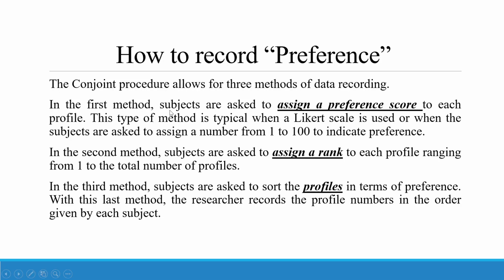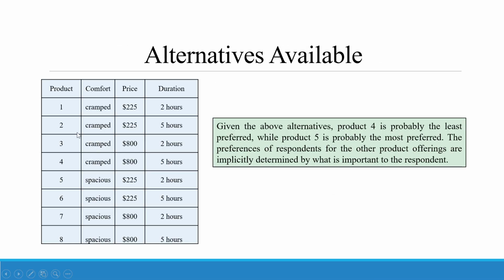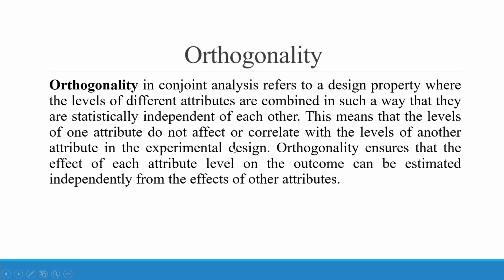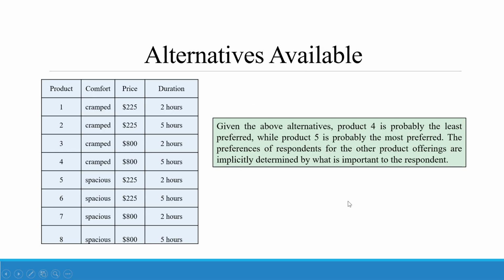In the first method, subjects are asked to assign a preference score to each profile. Now, what is this profile? This 1, 2, 3. This is a profile. As each design is unique, it is also known as orthogonality. This is the concept which we were discussing. Orthogonality ensures that the effect of each attribute level on the outcome can be estimated independently from the effects of other attributes.